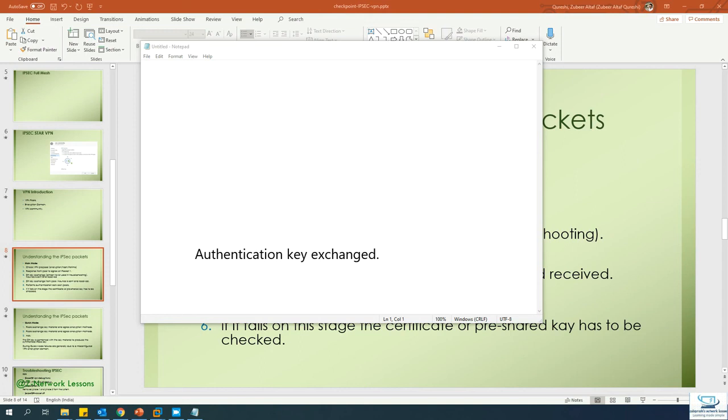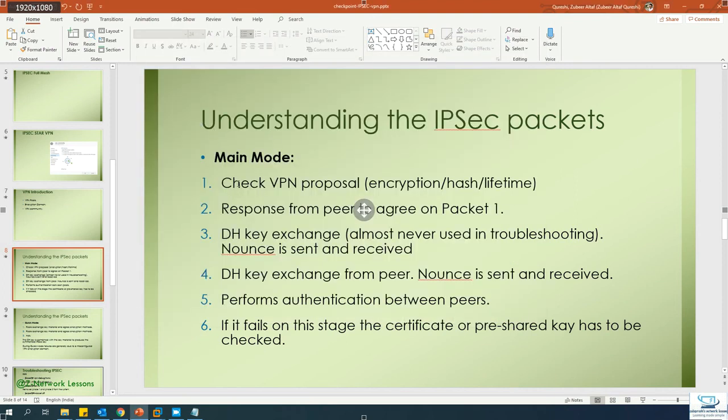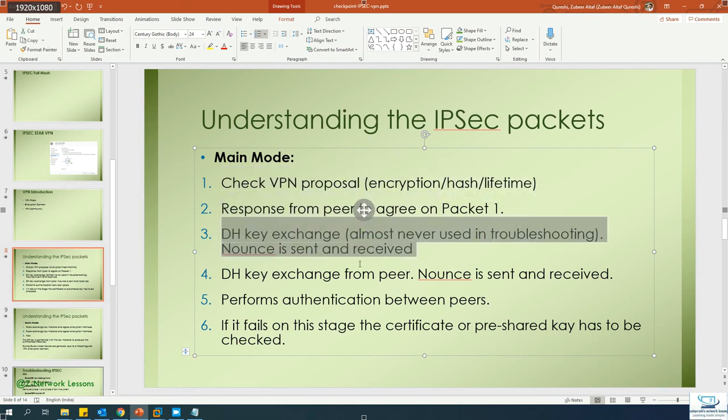Now you have phase 2, right? So let me just see the PowerPoint. Okay, check VPN proposal, encryption, hash, life, response from the peer, obviously DH key, and the nonce is sent in the DH key, obviously. The nonce is nothing but a garbage value which will be used to check the DH key. When the initiator sends the nonce, it will be encrypted, and the other side will decrypt it using the exchanged key, and if it's successful in decrypting, that means the DH is successful, right? So that is why the nonce is used.